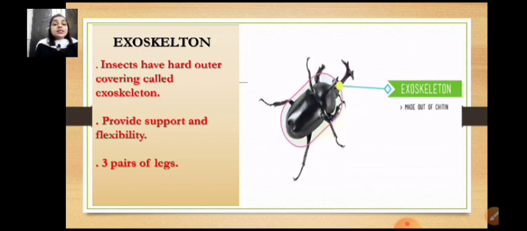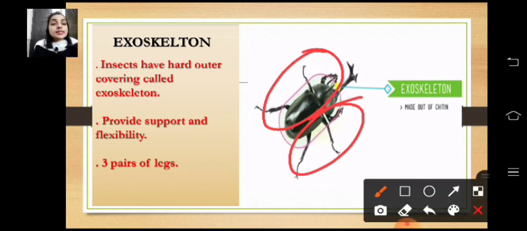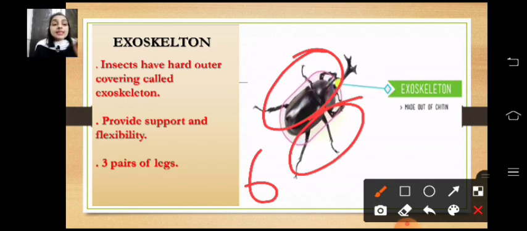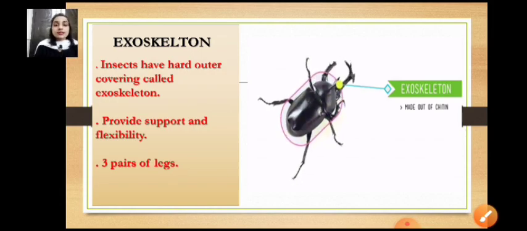And they have 3 pairs of legs. 3 pairs means 6 legs. So they have 3 pairs of legs.